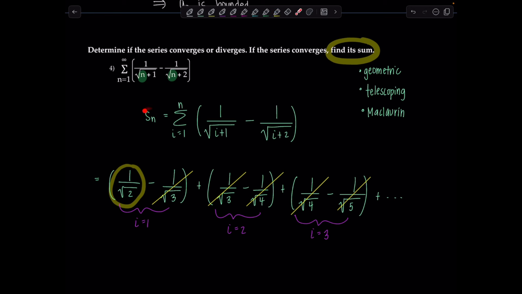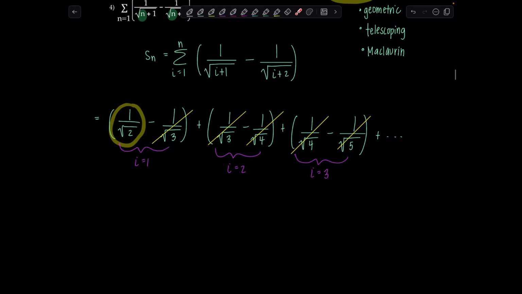So this partial sum ends at n when i equals n. So I'm going to start at the end and work my way backwards. I'm going to substitute in n for i. I'm doing the very last term: 1 over rad n plus 1 minus 1 over rad n plus 2. So this is i equals n.